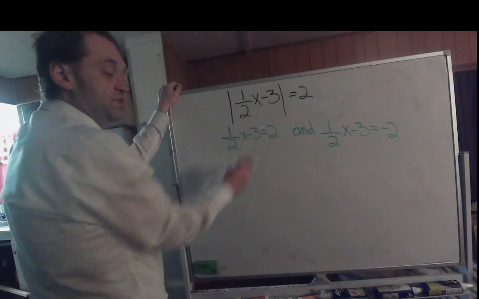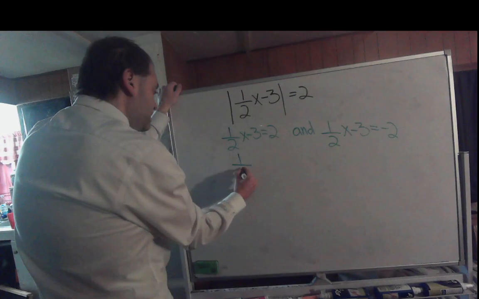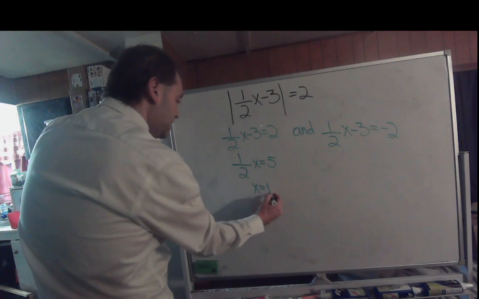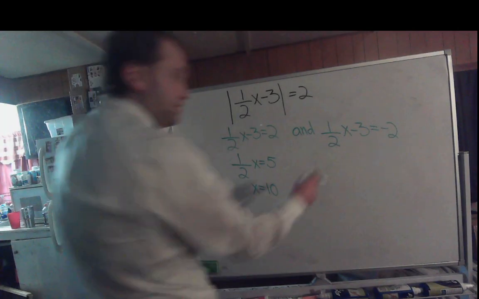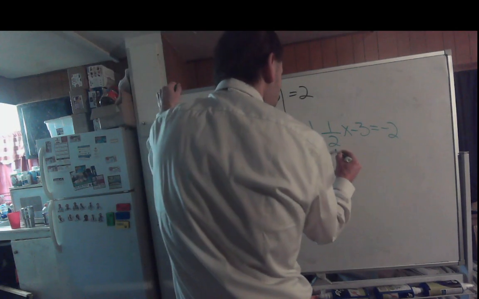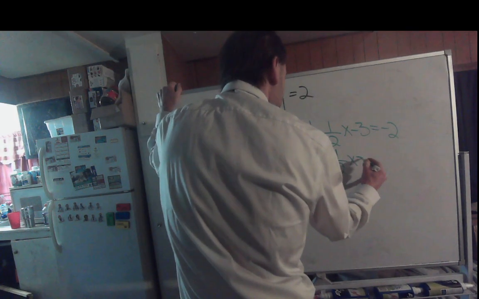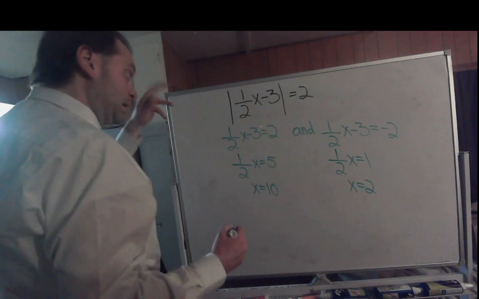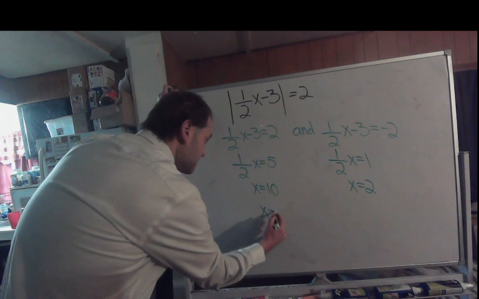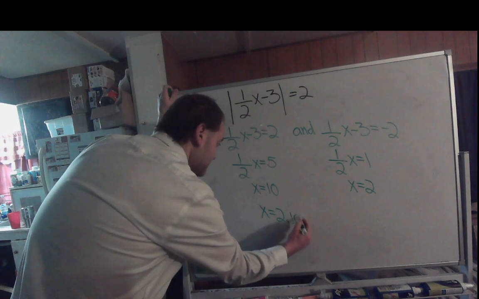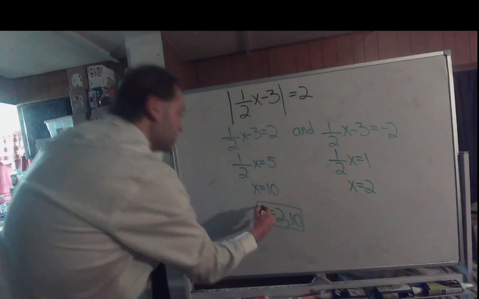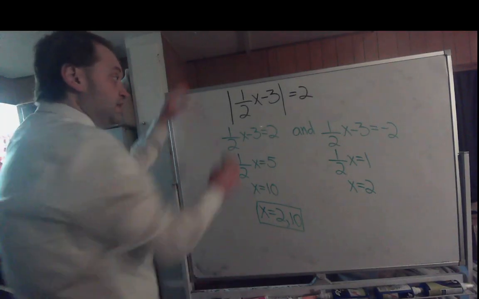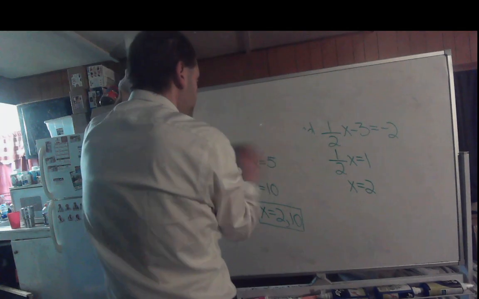So half of x minus 3 equals +2. That would give you half of x equals 5, which would then give you that x equals 10. Now let's solve for half of x minus 3 equals -2. So that would give you that half of x equals 1, which would give you that x equals 2. So your two solutions to this equation are x equals 2 and 10. Alright, so that's it for the equations. Let's move on to absolute value inequalities.